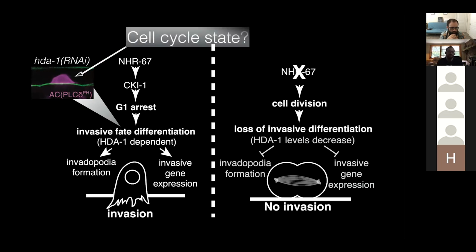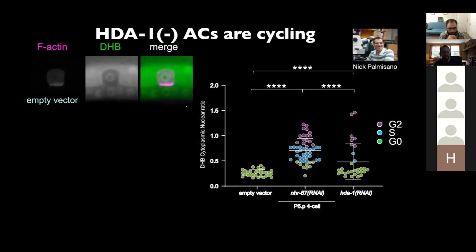And so in 2015, what we were missing was the ability to assess cell cycle state of these HDAC deficient anchor cells. And so we've gone back and done this now. And so this is work from a postdoc in the lab, Nick Palmisano. And so here showing a wild type anchor cell with an anchor cell marker, and then our cell cycle strain. Of course, wild type anchor cells are hanging out in a G1, G0 state, as you'd expect for a post-mitotic cell.